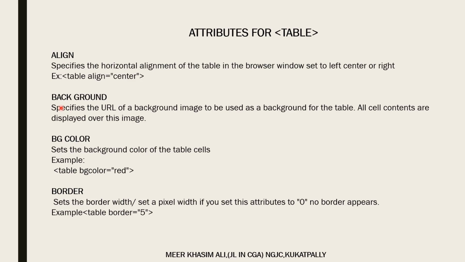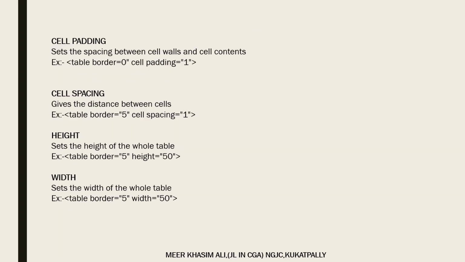The second attribute is the background attribute, which is used to display a background image for the table, and all the cell contents are displayed over this image. The third attribute is bgcolor, which is used to set the background color of the table, and the fourth attribute is border. By default, the table does not display any border. If you want to display a border, then you have to use this border attribute.